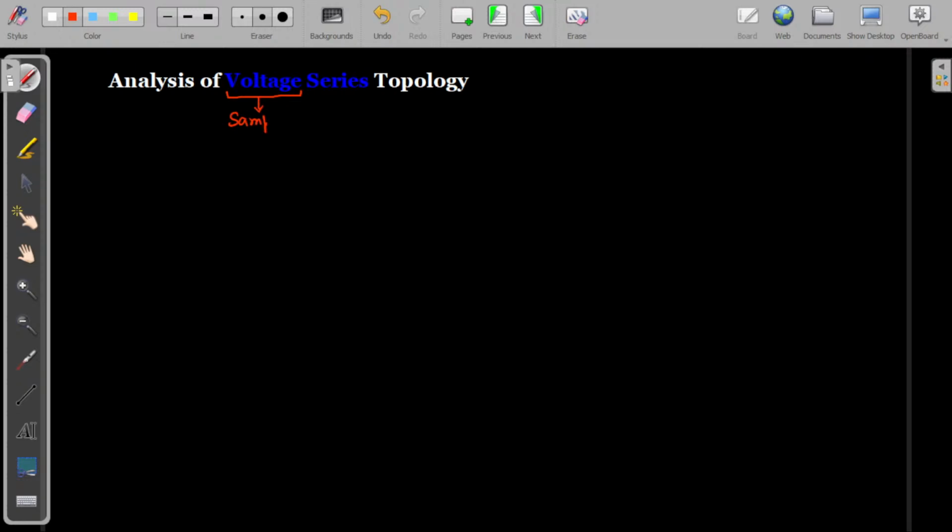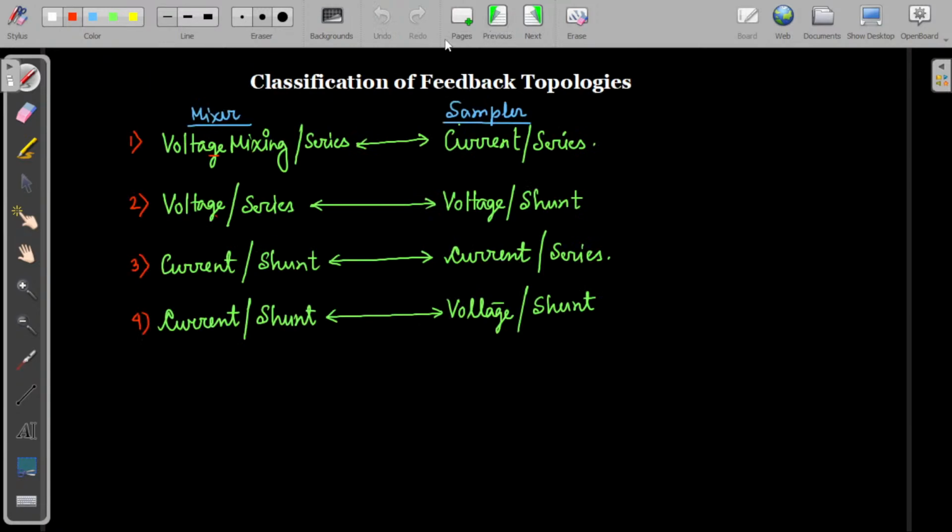ये आपका पहले लिखा है, इसका मतलब ये नहीं कि ये मिक्सर है. क्लियर, ये आपका मिक्सर नहीं है, ये आपका सैम्पलिंग के लिए नाम है वोल्टेज. और this thing is for the mixing, ये आपका मिक्सिंग है. ओके, so that means in this case what we will get is series mixing and voltage sampling. That's why the name is voltage series topology. Now let's come here कि series mixing कहाँ पे हो रहा है. Series mixing and voltage sampling.